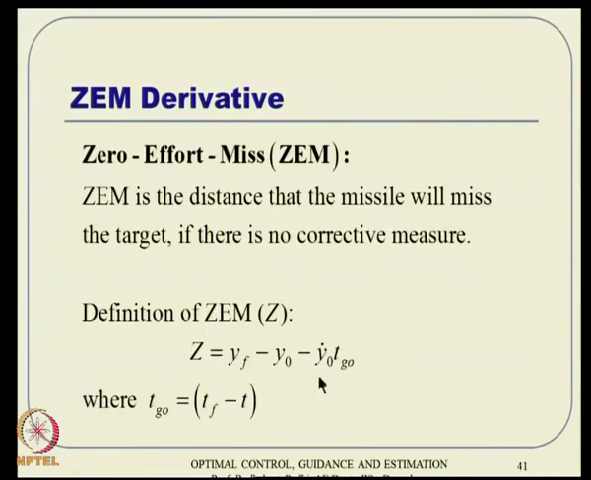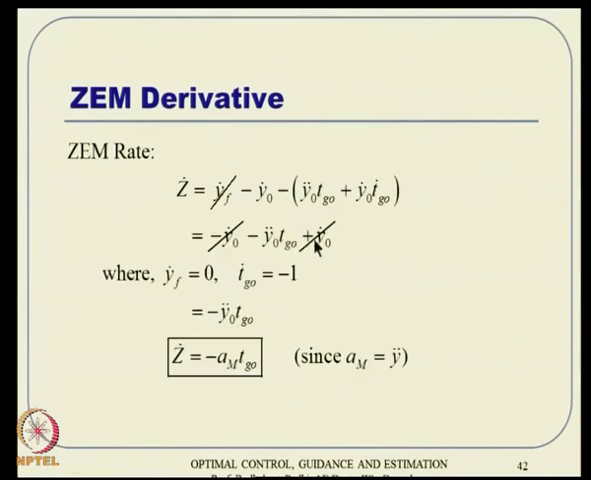T go dot is nothing but minus 1, with Tf constant. So, that minus 1 becomes plus y naught dot, and these two terms cancel out. It lands up with y naught double dot times T go, and we also know that am is nothing but y double dot. So this z dot is minus am times T go. This becomes a constraint equation to impose in the system dynamics in the formulation.